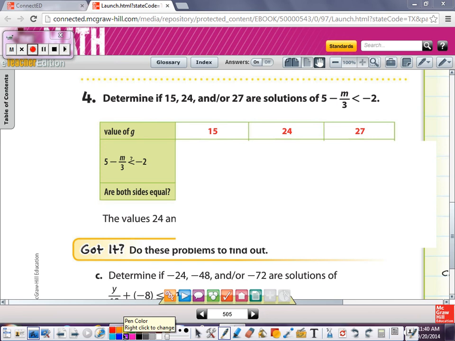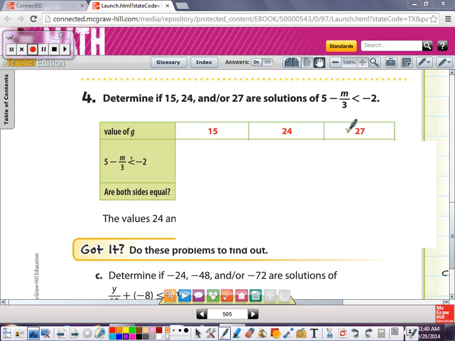Let me go ahead now and examine number 4. It tells me to determine if 15, 24, and or 27 are solutions of 5 minus m over 3 is less than negative 2. They give us the 3 values. It says value of g, but interesting, they use m. Our variable is m, and that's what's going to be changed out for each one of these different values. So let's begin the process as we did before.